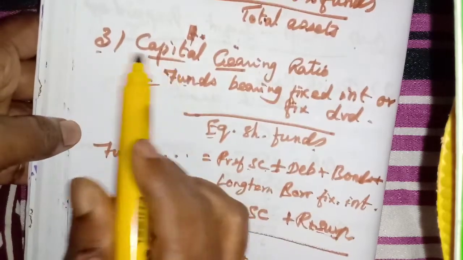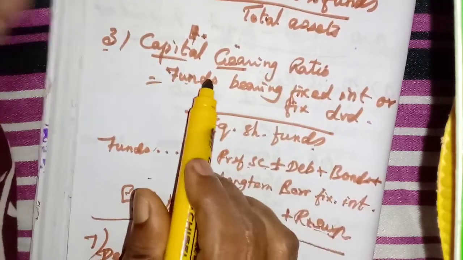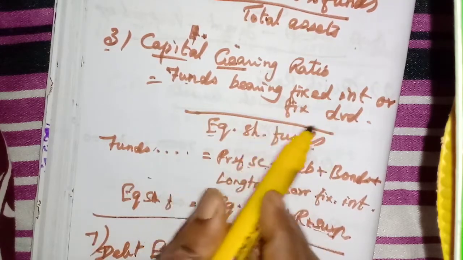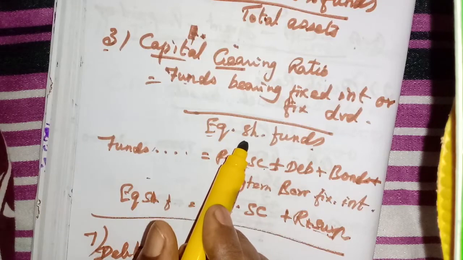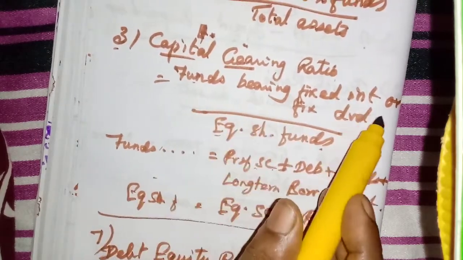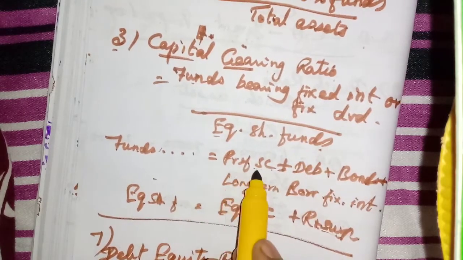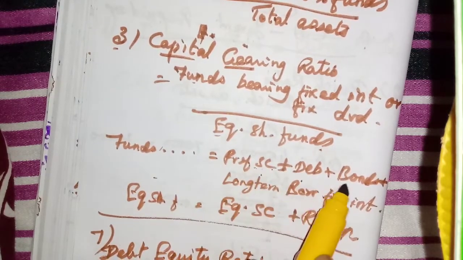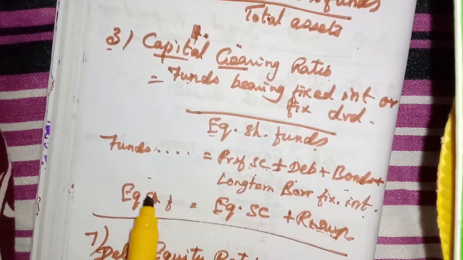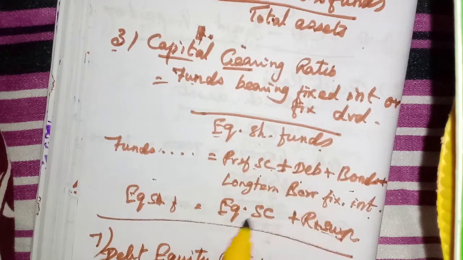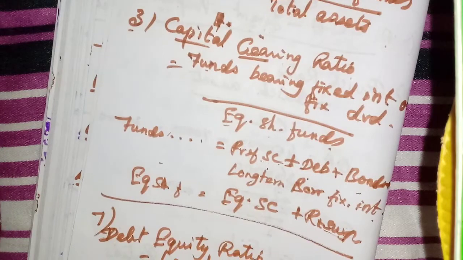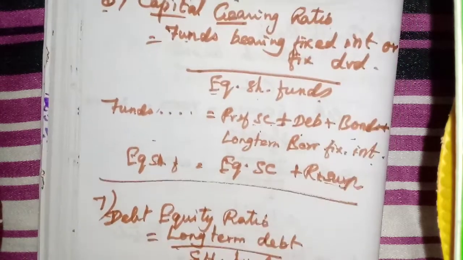Then third ratio, capital gearing ratio. Here first, funds bearing fixed interest or fixed dividend divided by equity shareholders funds. Funds bearing fixed interest or fixed dividend means the preference share capital, debentures and any other bond or other long-term borrowing having fixed interest. Equity shareholders funds include equity share capital plus reserves and surplus. If you know the formula clearly, you can do the problems easily.